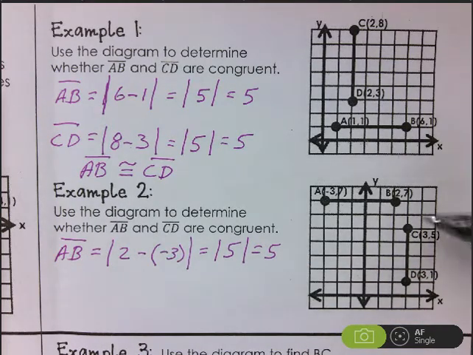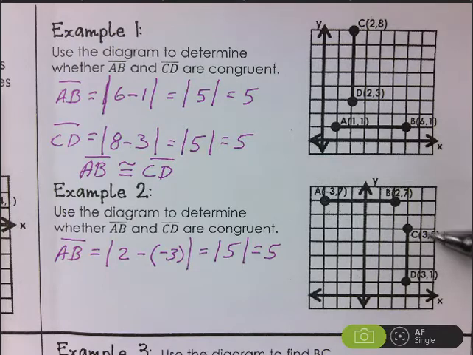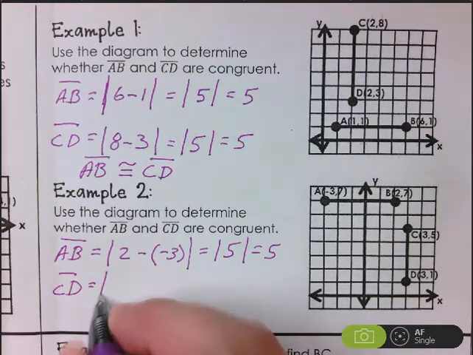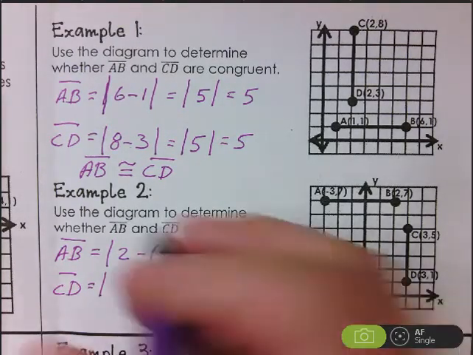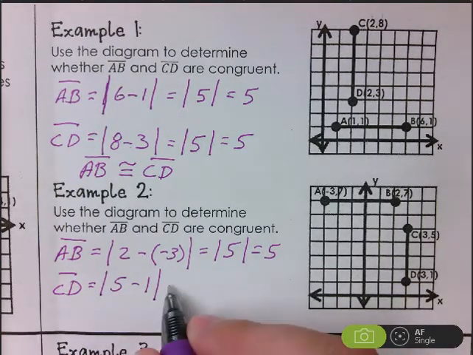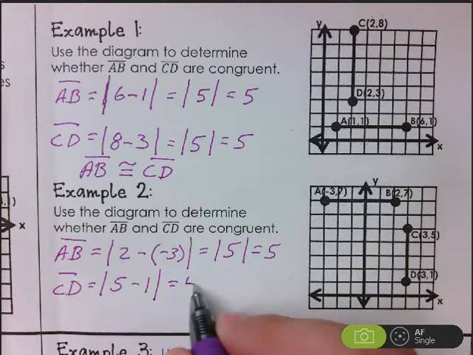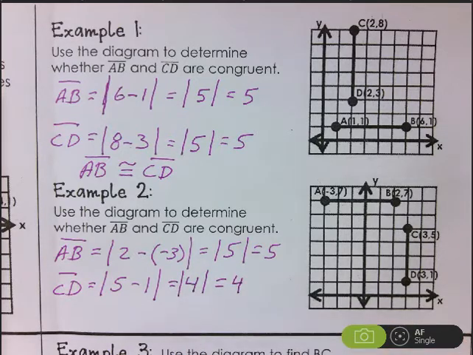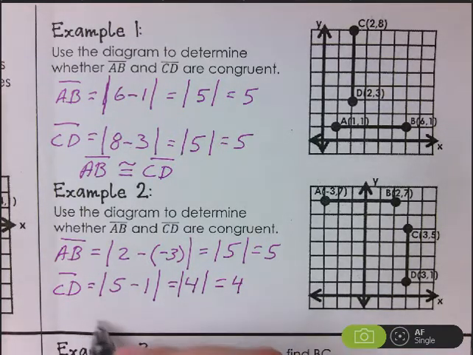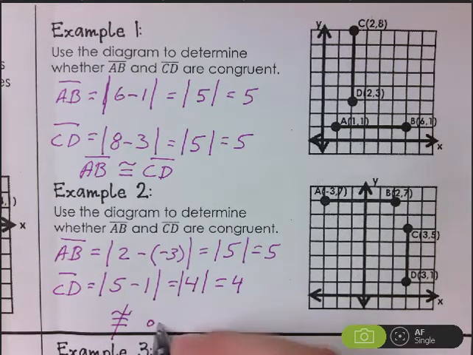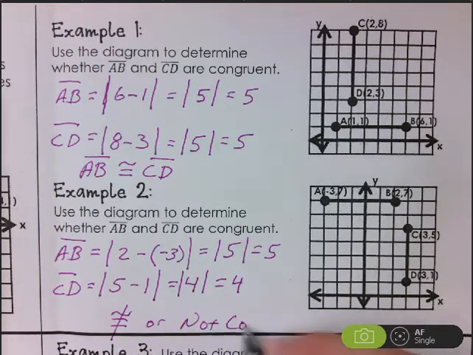Then for CD, we come over here. The x values are the same, those are both 3, so we're going to use our y values. For CD, we have the absolute value of 5 minus 1. So 5 minus 1 is 4, and the absolute value of 4 equals 4. So these are not congruent. You can either say the congruent symbol and then cross it out, or you can say not congruent.